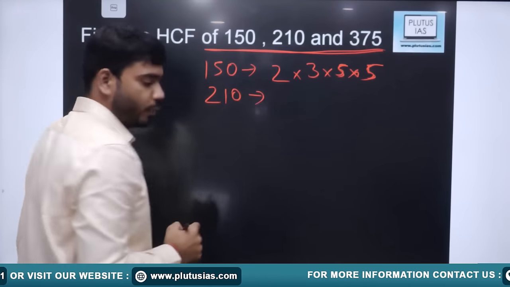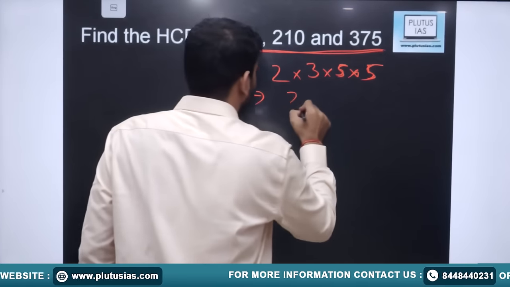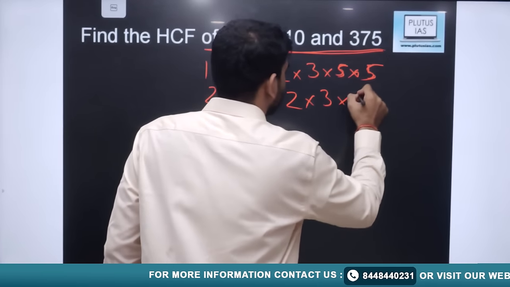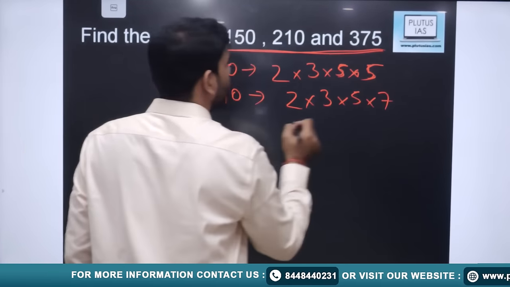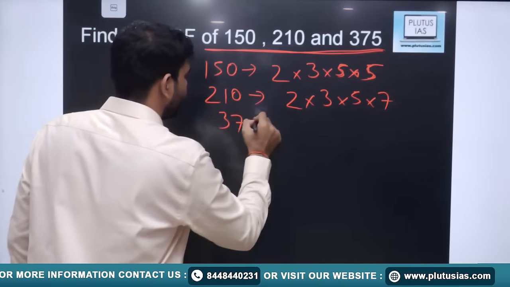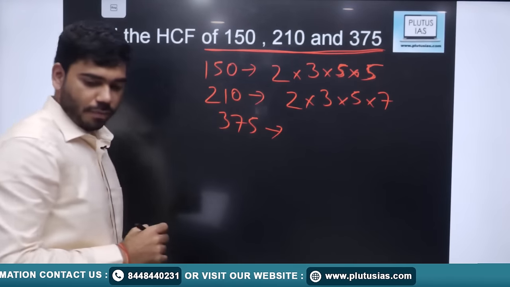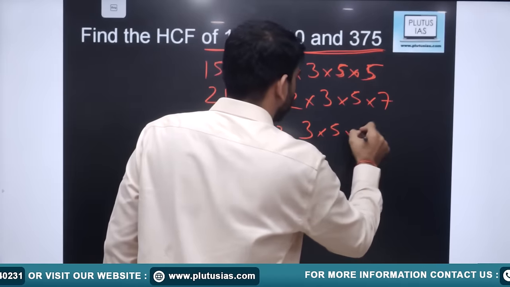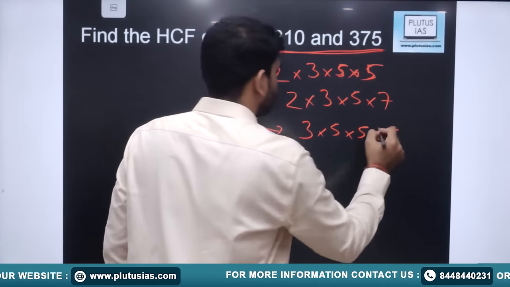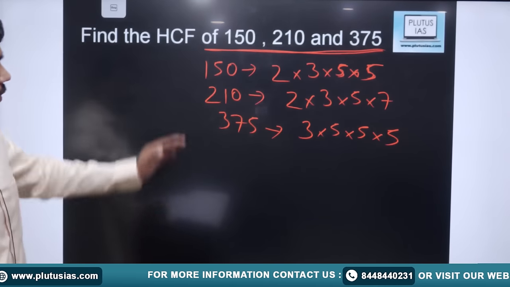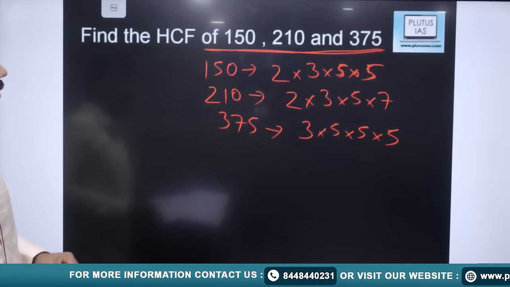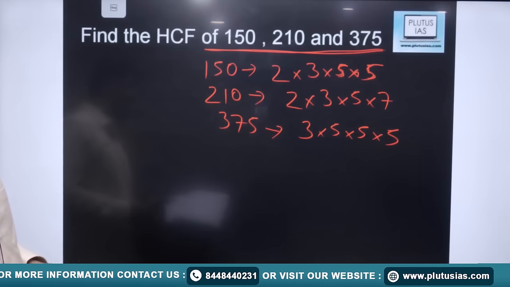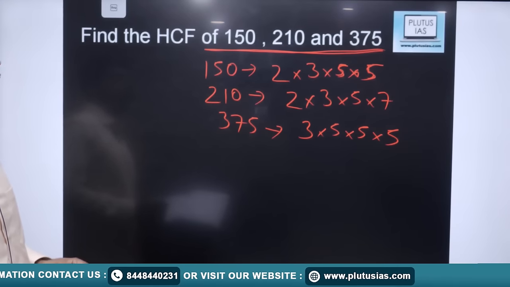For 210, its prime factors will be 2 into 3 into 5 into 7. In 375, the prime factorization will be 3 into 5 into 5 into 5. Right. So these are the prime factorizations of the three numbers that are provided to us. Now we have to find the HCF. And it is very simple.